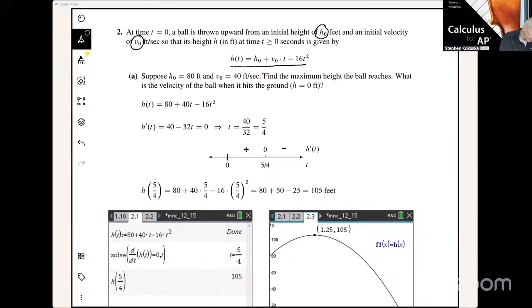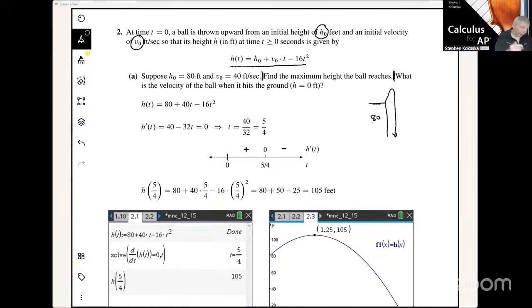So there's one question here. And what's the velocity of the ball when it hits the ground? So that would be when h equals 0 feet. It's kind of like I remember my calculus teacher drawing this. I'm 80 feet above here and I'm throwing the ball straight up and it's coming down here. I want to find the maximum height and I want to find the velocity when the ball hits the ground.